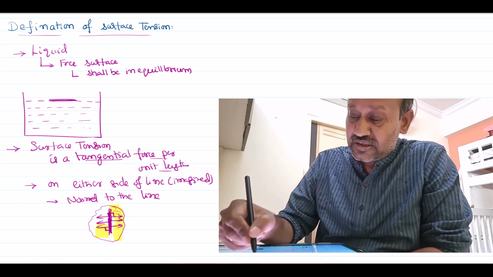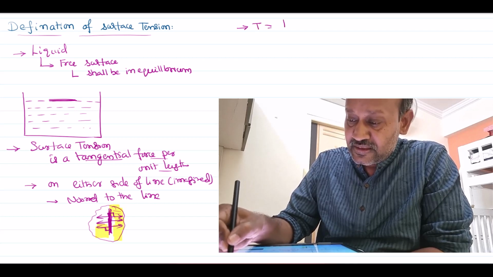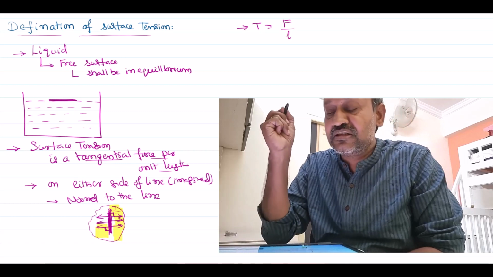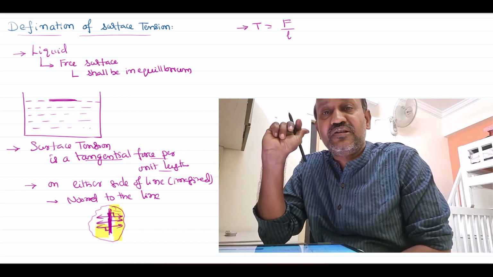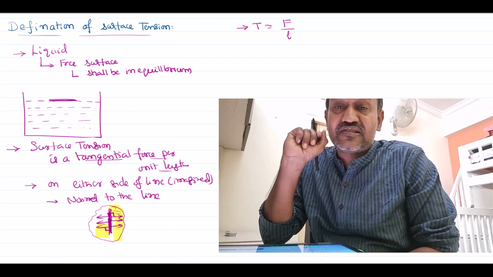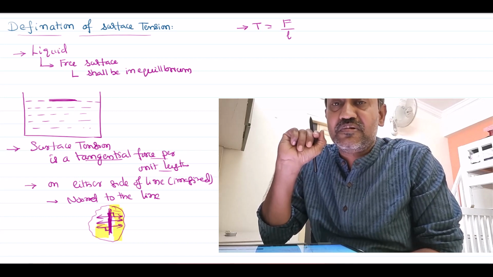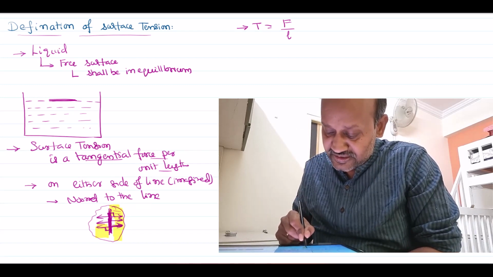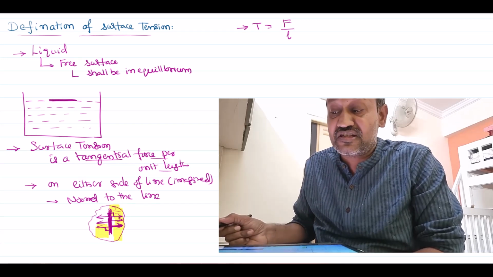Now, I can write as a formula, surface tension as the tangential force acting per unit length. I'm repeating the definition: a tangential force acting per unit length on the imagined line on the free surface of the liquid in equilibrium on either side, and this force is normal to the surface, normal to the line that is imagined. That's how surface tension is defined.